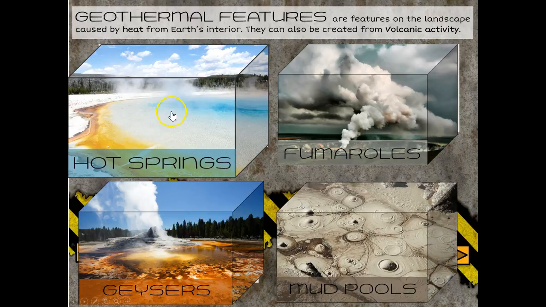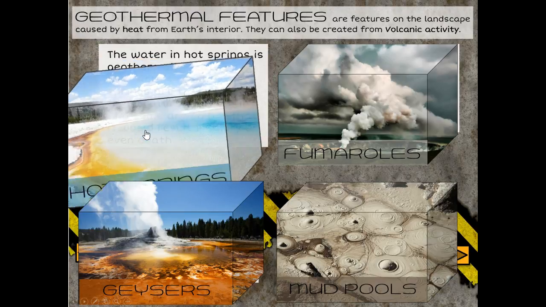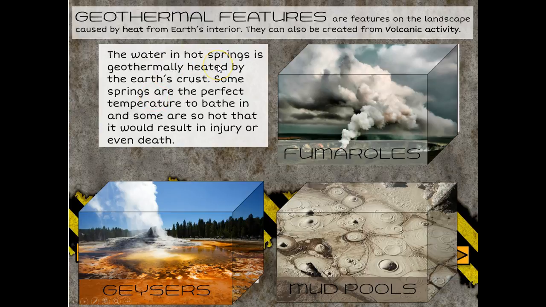The very first one here is called a hot spring. So you can see this really cool bluish color here and then the yellow color on the outside from a lot of the sulfur. The water in the hot springs is geothermally heated by the Earth's crust, and some of the springs are just the perfect temperature to bathe in. And then some of them are so hot that they would result in injury or even death if you tried to get into them because they're just scorching hot. So that is a hot spring.